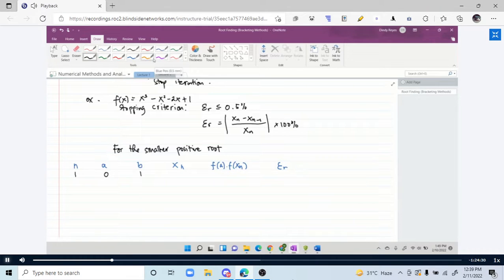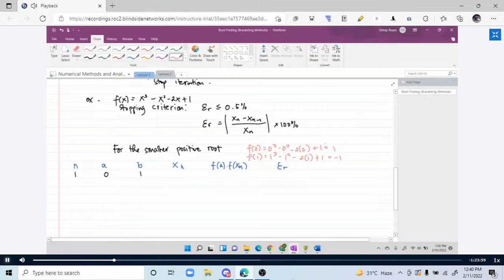Why 0 and 1? Look at this. What's the value of f of 0? F of 0 is 0 cubed minus 0 squared minus 2 times 0 plus 1. This is positive 1, obviously. What is the value of f of 1? It's 1 cubed minus 1 squared minus 2 times 1 plus 1. Negative 2 plus 1, you get a negative 1.